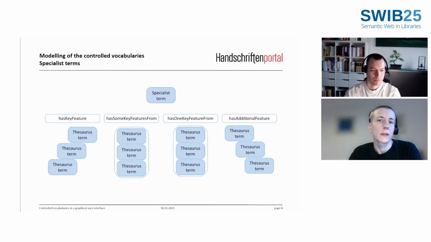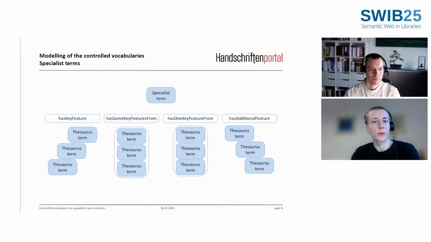The relations to the thesaurus terms can be of different kinds. For example, the relation has key feature means that these thesaurus terms are required for the specialist term. We also have relations which allow for a choice among several terms. And we have the relation has additional feature, which means that these features are not required, but they are there very often, so they are also typical for that specialist term.